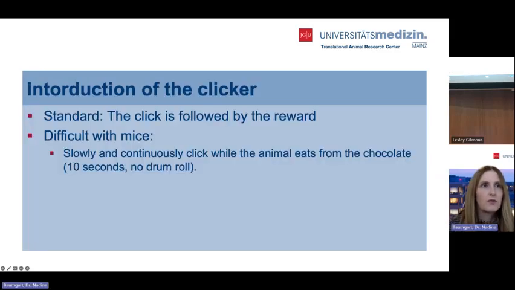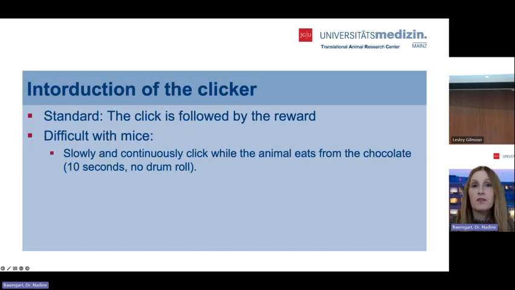So, oh, sorry for the typo. The first one is introduction of the clicker. When we start and want to do clicker training. And when we first started to do clicker training with mice, we tried to do the introduction like it's usually done. So you click and then you give a little bit of the reward, click, reward, click, reward, click, reward, until the animal connects click with the reward. But we had some severe problems with this with mice. So we clicked and then the animal took the reward, or it didn't take the reward, or it did something else. And so we tried to do it differently.